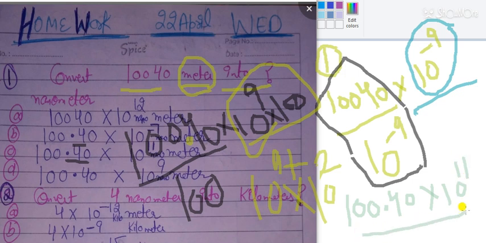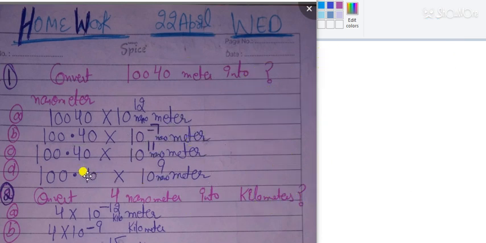The answer of this question, 10040 meter into nanometer, will be the option where 10 raised to the power 11 should be there and 100.40. So its answer will be option number C, 100.40 into 10 raised to the power plus 11 nanometer. So this will be the answer, students. I hope the question is clear to you. If the question is clear, then you have to note down this question in your notebook. Okay.